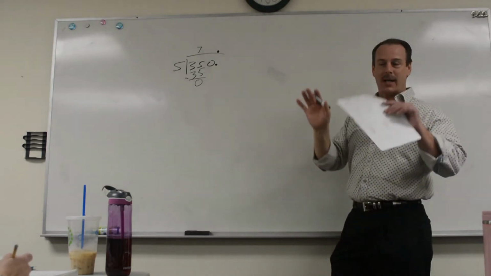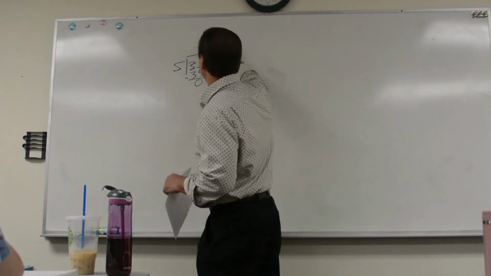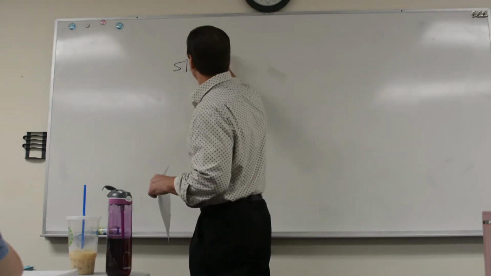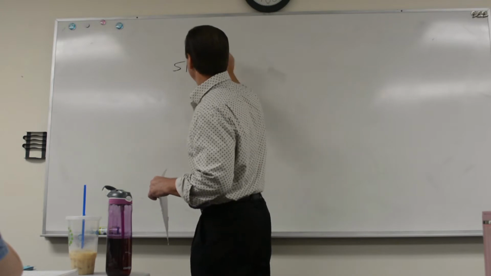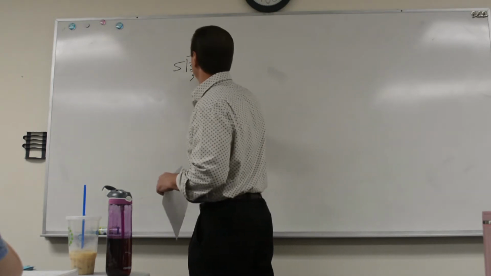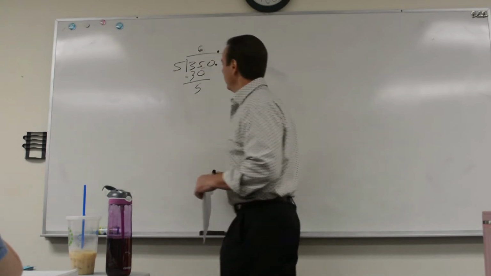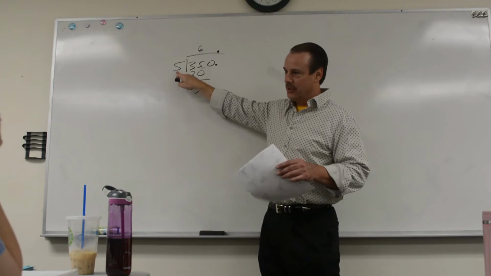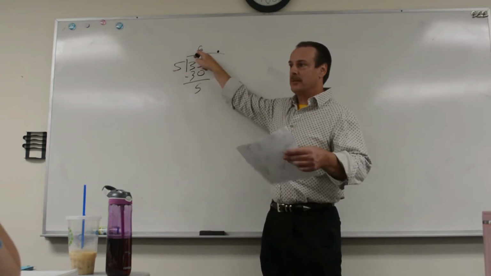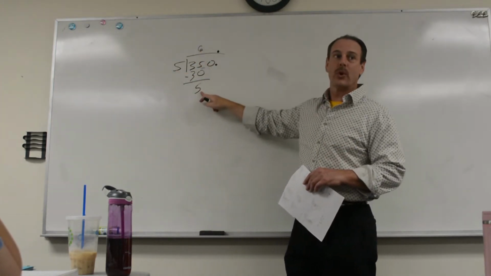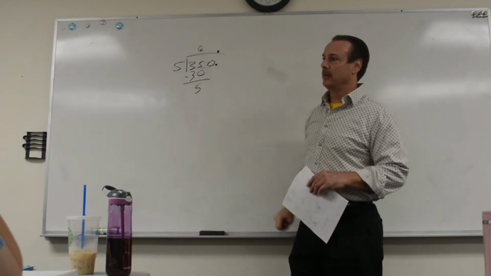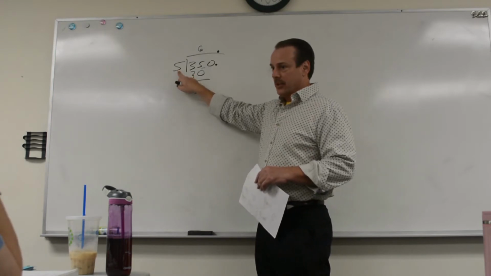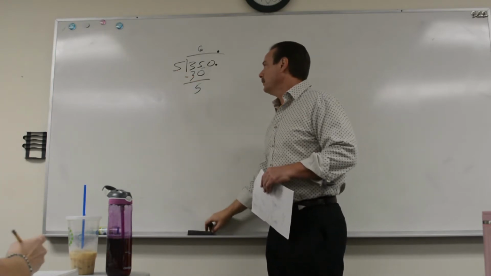Let me just demonstrate what not to do. Let's just say for some reason we said it was 6. We're going to get 30. We subtract it away and we get 5. This number here, our remainder, is not less than our divisor. That means that this number could have been increased by 1. That's a quick check to see if this number's a good number. The remainder has to be lower than the divisor. Always.